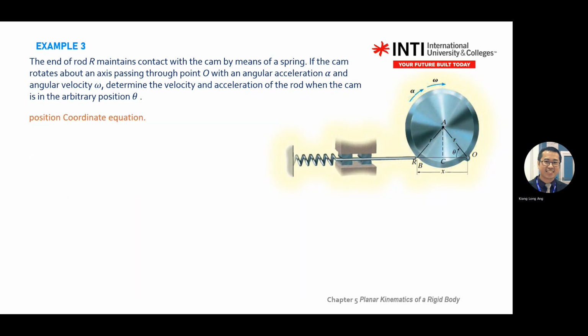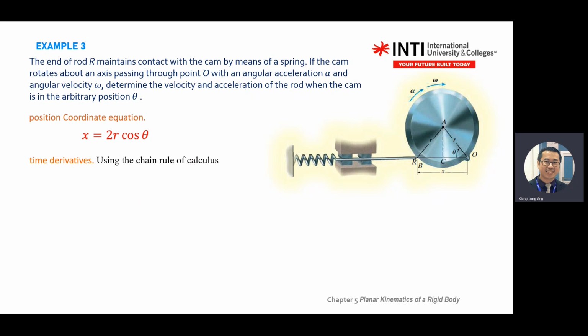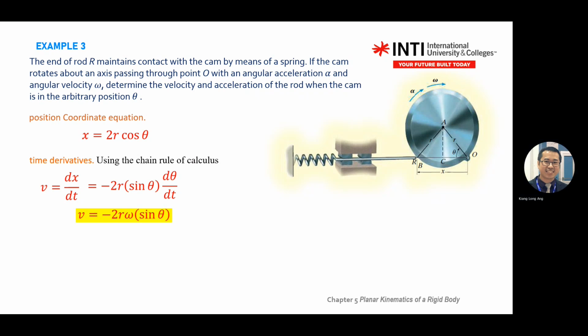Okay. So you know your x, then you need to use chain rules. v equals dx/dt, meaning this is the change of x. What is your x? x is 2R cos theta. Use chain rules in calculus. If you forget, go home and do your revision. You'll get this equation. Then you arrive at v equals minus 2R omega sine theta. Again, in your assessment, chain rules won't be given in the question paper.